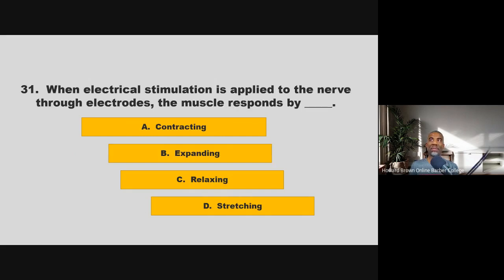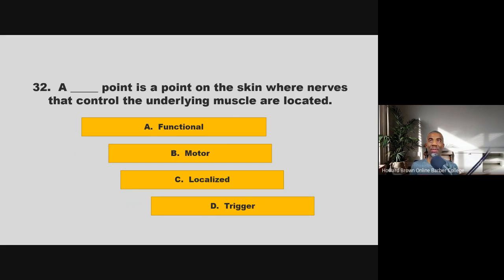When electrical stimulation is applied to the nerve through electrodes, the muscle responds by blank. Is it contracting, expanding, relaxing, or stretching? If you chose A, contracting, you are correct.